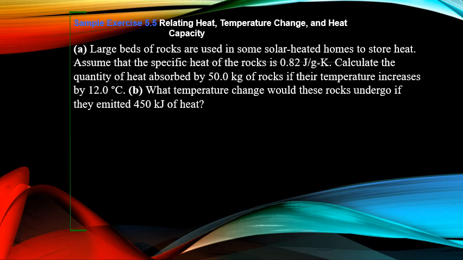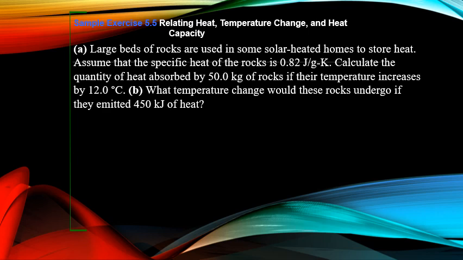So for our next problem, we have large beds of rock that are used in some solar heated homes to store heat. Assume that the specific heat constant of the rocks is 0.82 joules per gram degree Kelvin, and we're going to calculate the heat absorbed if 50 kilograms of rocks increase in temperature by 12 degrees.